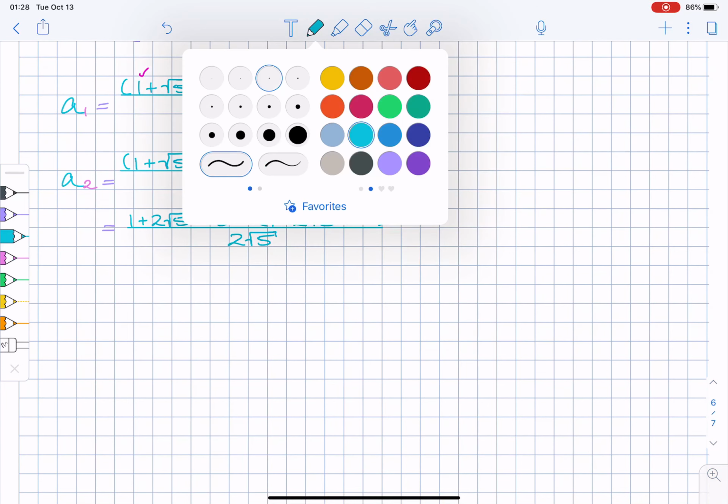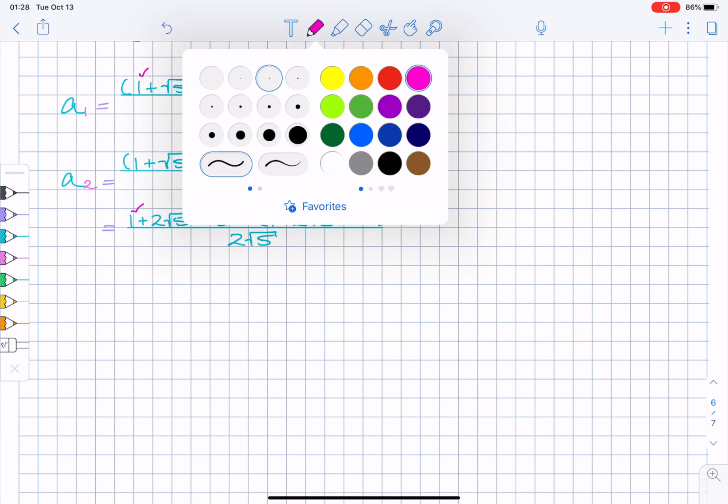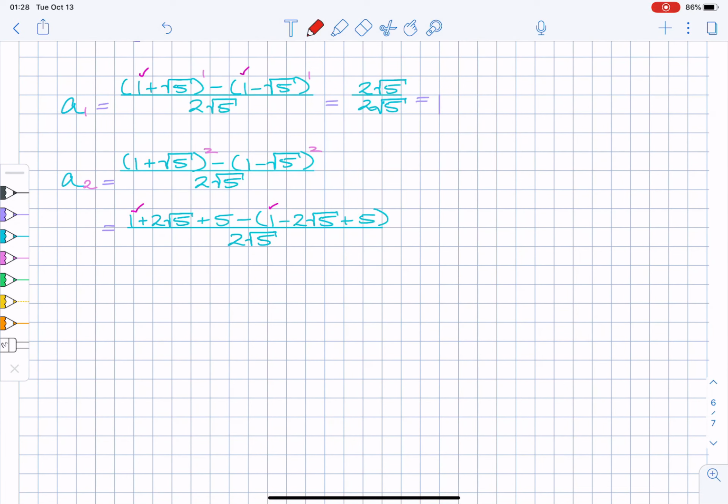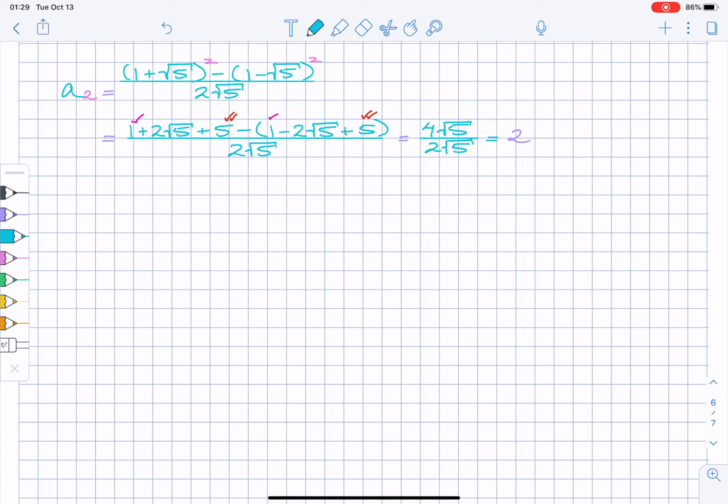Okay, so what can we reduce here? 1 minus 1 goes away. We also have 5 minus 5 goes away when I distribute. So what I'm left with then will be 4 root 5s divided by 2 root 5s, which leaves us with 2. Okay. What about a sub 3?